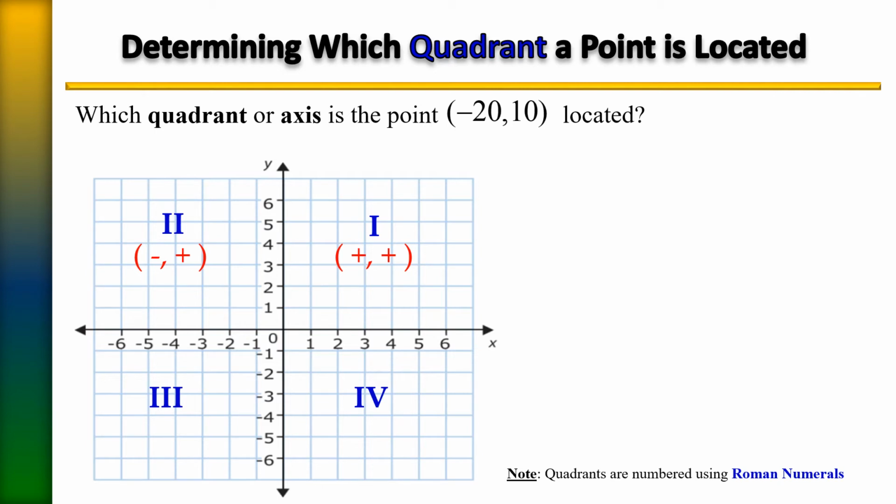So what are the signs for quadrant three? If you said negative negative, that is correct, because from the point of origin to move into that area, I would have to go to the negative side, and then down to get into that area, that's another negative, which means that every point in quadrant three will have a sign of negative negative. Lastly, what are the signs for quadrant four? Well, if you said a positive negative, then you are correct.